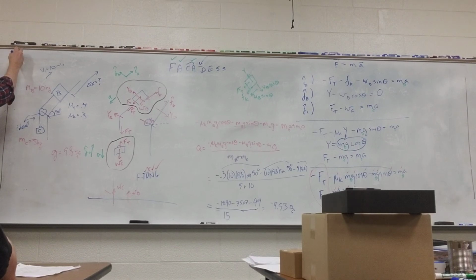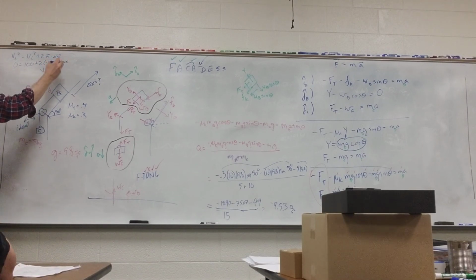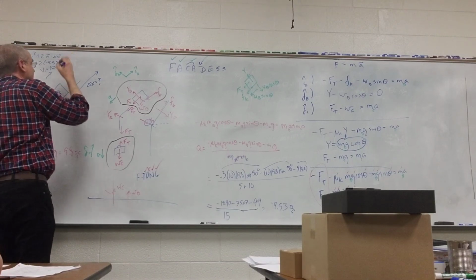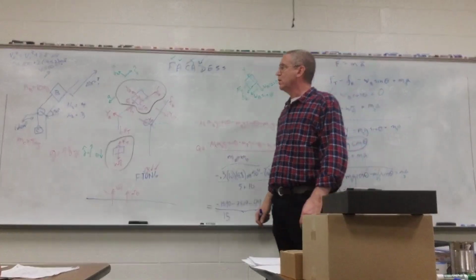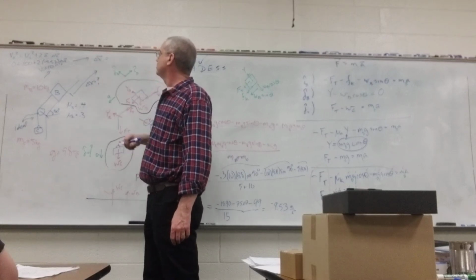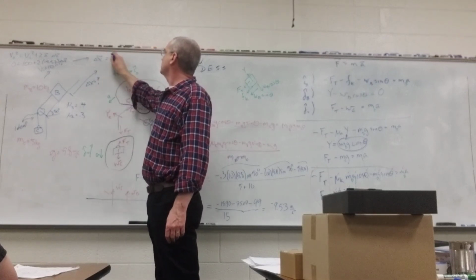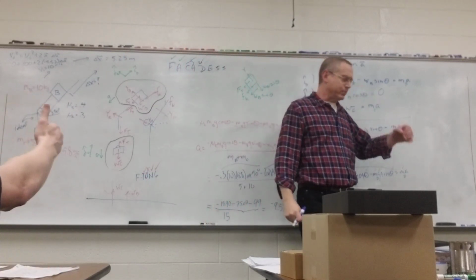Zero. So if I plug into vf squared equals vi squared plus 2a delta x, we end up with 0 is equal to 100 plus 2 times negative 9.53 delta x. We do end up with a positive value for the displacement here, which makes sense because it is moving up the ramp, and we said that was the positive direction. 5.25 meters. Okay. And then it stops.